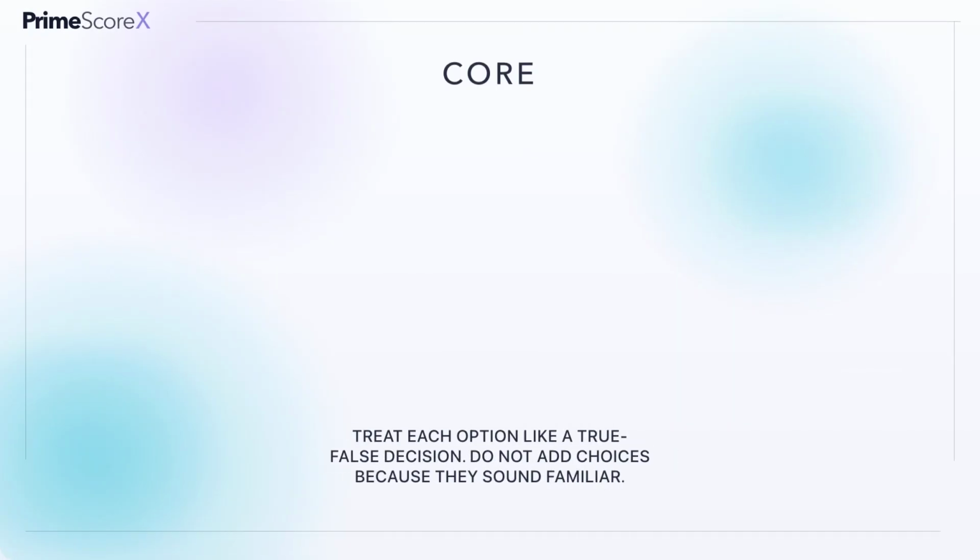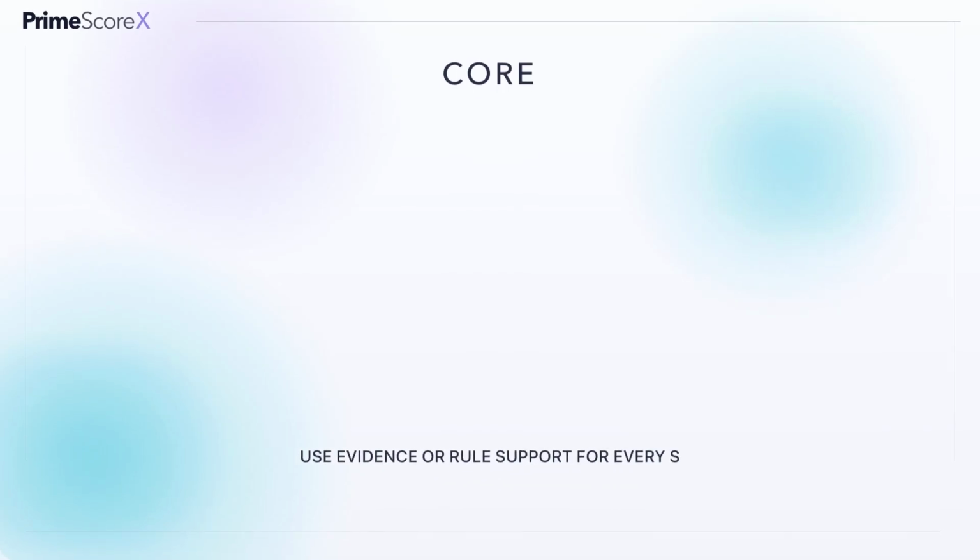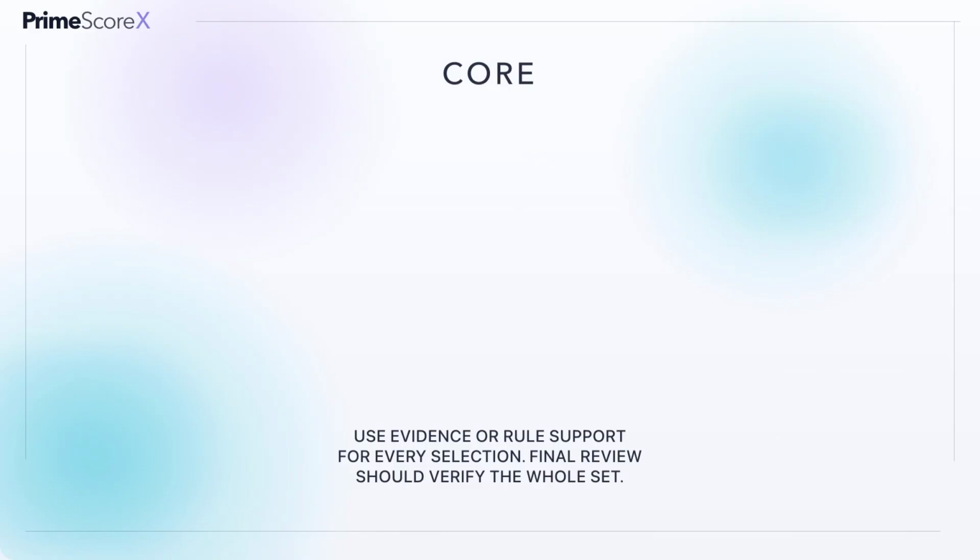A strong approach begins with two core ideas. First, treat each option like a true-false decision. Second, do not add choices because they sound familiar. These ideas keep you from treating the TEAS like a random collection of questions. Instead, you start to see a system: what the test is asking, how the clock changes behavior, and where students usually lose easy points.